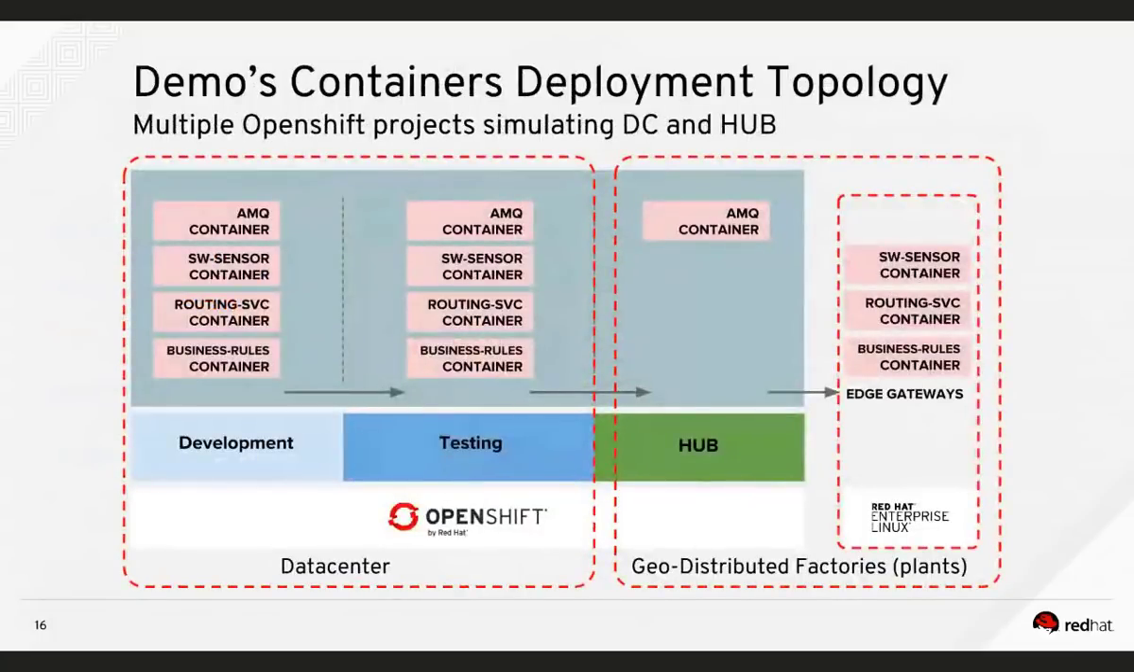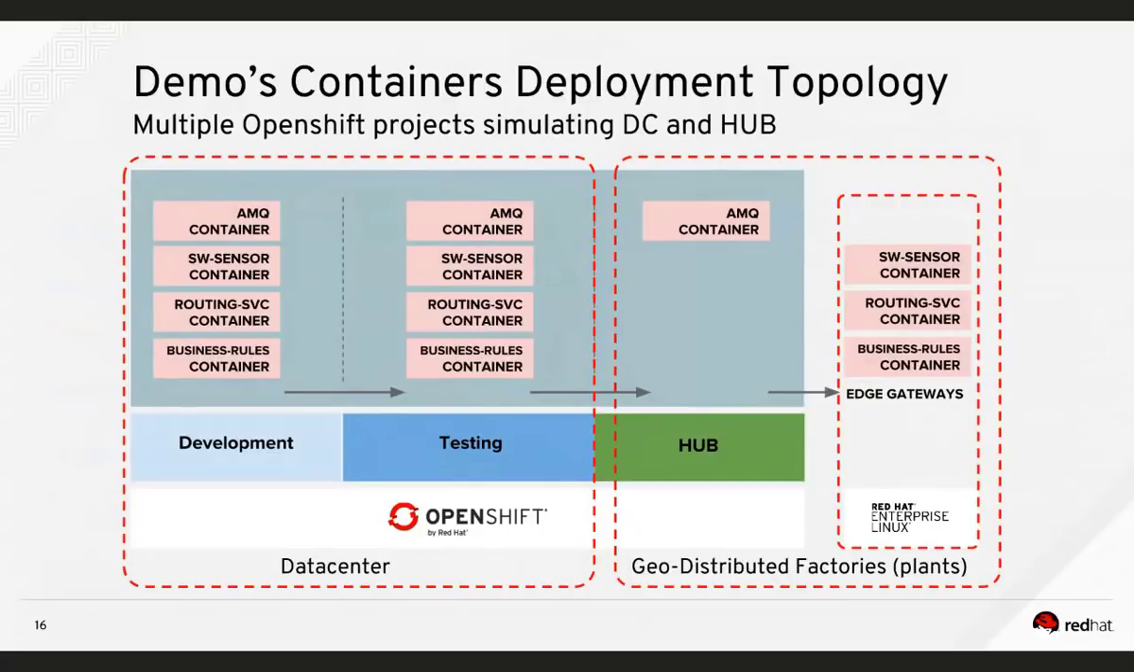Actually, we'll see in the demo an OpenShift Container Platform, so only one container platform simulating both the data center and also the hub on the factory, using 3 projects: the development project, the testing project, and the hub. Finally, we'll also have an external standalone Red Hat Enterprise Linux running the spare containers on top.